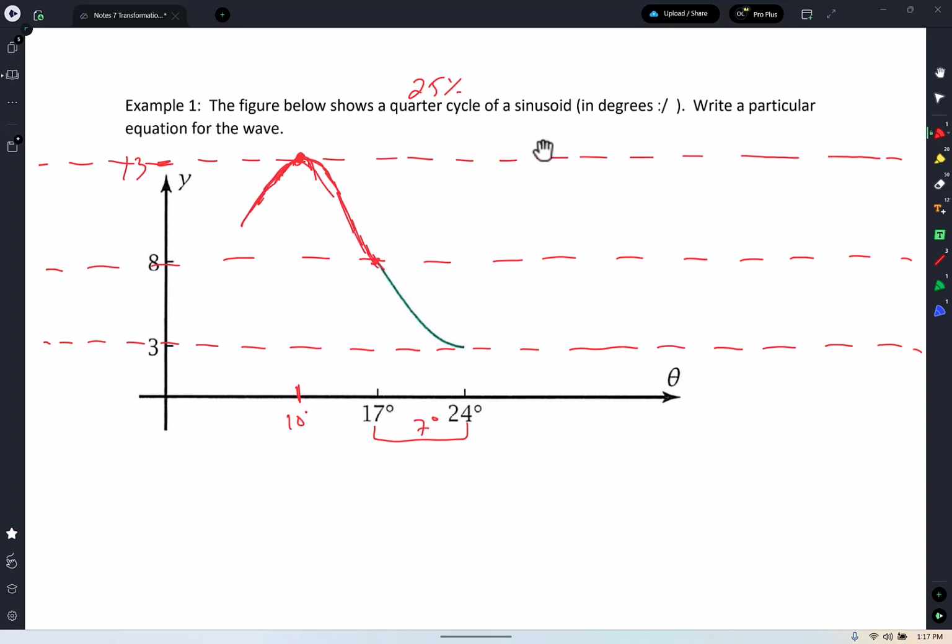Cool or not cool? Okay, I'm going to go 7 degrees to the right from the 24. So I'm going to be looking at like 31. And I'm going to go to the midline because that's from low to the middle. There it is. I'm going to go another 7 to the right. I'm going to say right here, that's 38 degrees. And at 38 degrees, I better be at a max. And there it is. I just did a whole cycle. This is 100% from peak to peak.